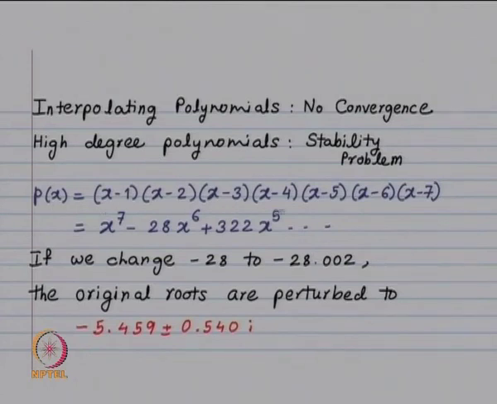Here is a polynomial of degree 7. It has roots 1, 2, 3, 4, 5, 6, 7. Now, if you expand, it is going to be x raised to 7 minus 28 x raised to 6, etcetera. Now, if I change this minus 28 to minus 28.002, so I am making a very small change, but then the roots which were 5 and 6 become complex, and that becomes minus 5.459 plus or minus 0.540 i.